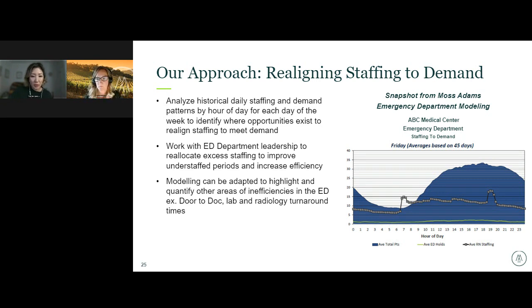Like, why is it that between noon and 8 p.m., it seems like the staffing is a bit more mismatched compared to the whale tail, as we call it, of the demand. And so this is kind of an example of what we do. We always make sure to take into account your organization's needs and context, and create solutions in tandem, in partnership with your ED staff and stakeholders, so that the recommendations we make are applicable, actionable, and sustainable.